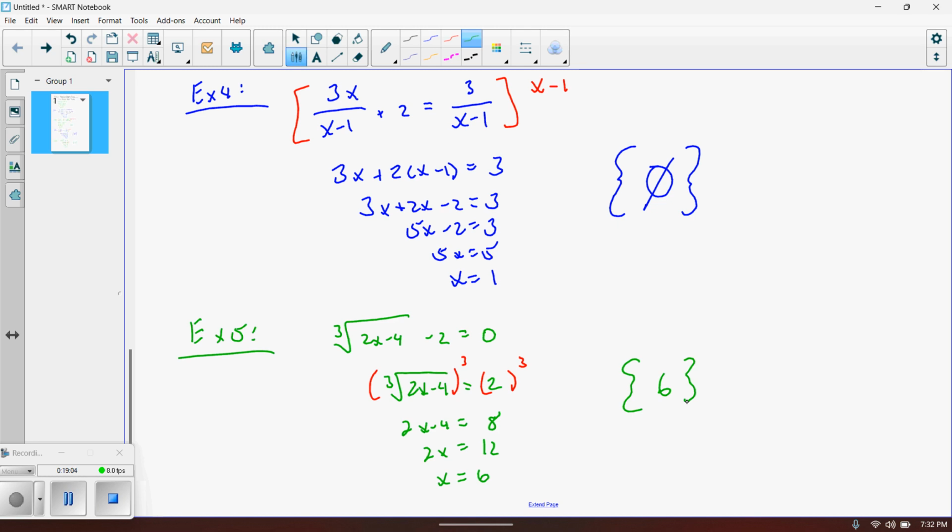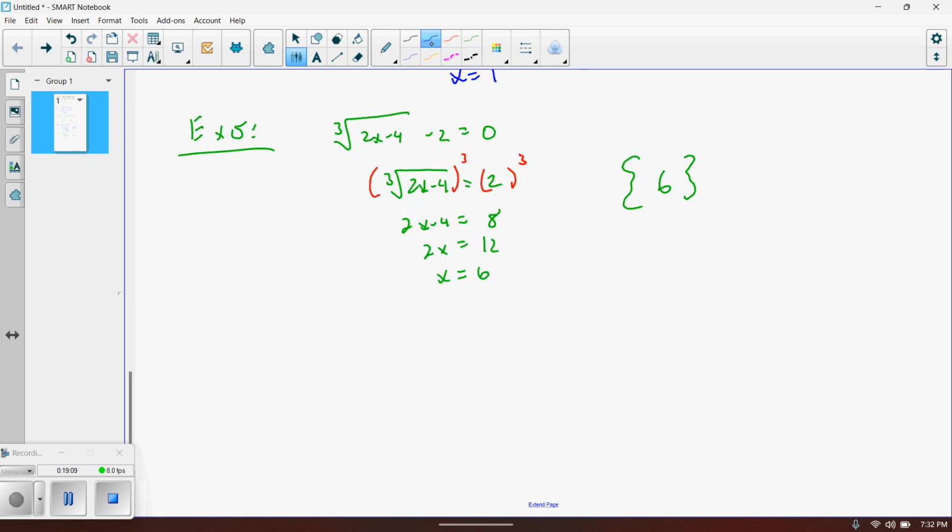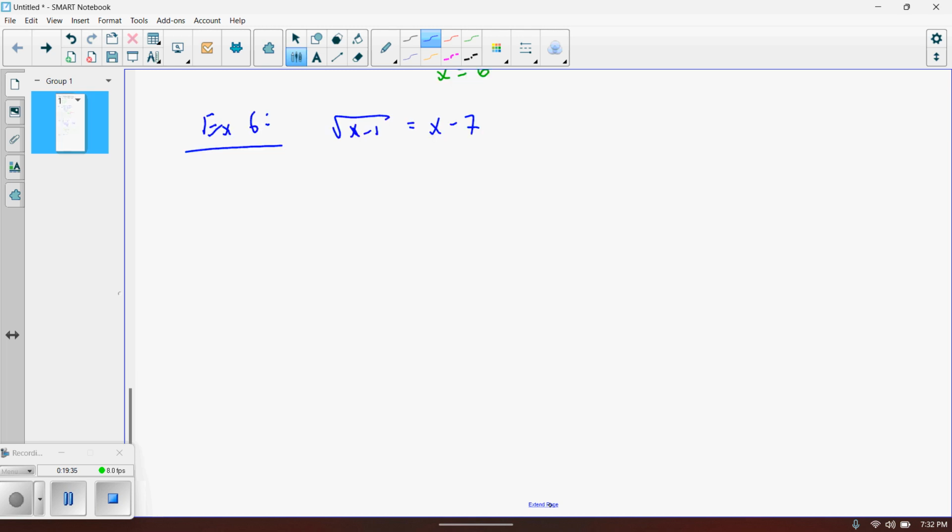All right, let's try another radical equation. That's number 6. There we go. All right, so we will have the square root of x minus 1 equals x minus 7. All right, move that up there. So the root is isolated, so we can go ahead and get rid of it.